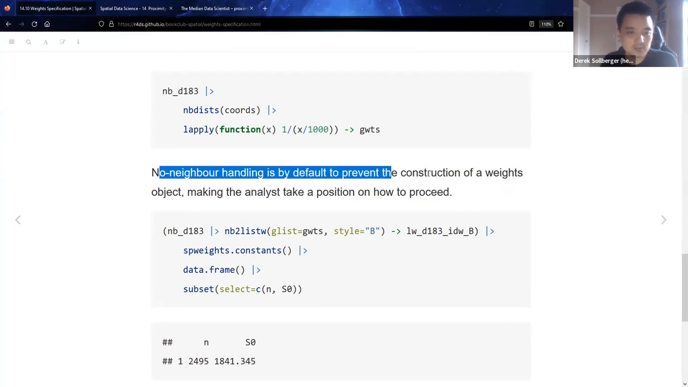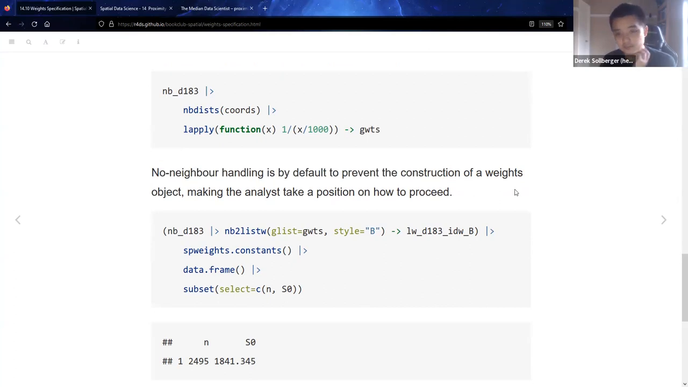The author's note at this point: the no neighbor node handling is handled by default. Again, this makes sure the analyst has to take a stance or a position on how to proceed. In other words, there is a way to apply the inverse weights to give more priority to neighbors that are truly close to each other.